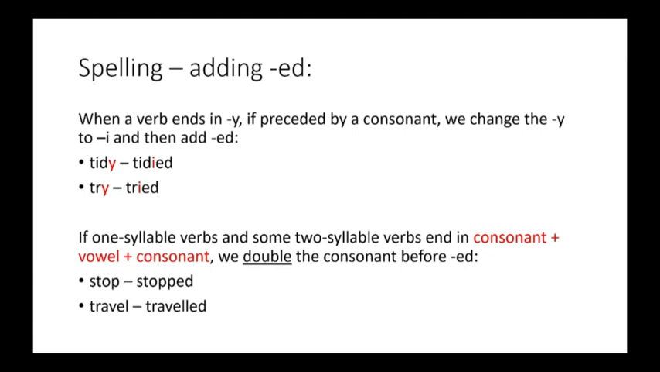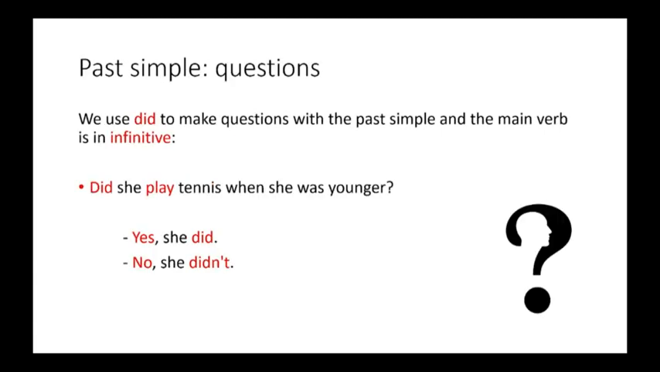Okay, let's take a look at questions now. For questions, since this is a simple tense, we don't have an auxiliary verb in affirmative sentences. We need to put one for questions and negatives. The one that we use is did. And the main verb is in infinitive then, because did is already indicating the past. Do, did. Did is the past form of do.